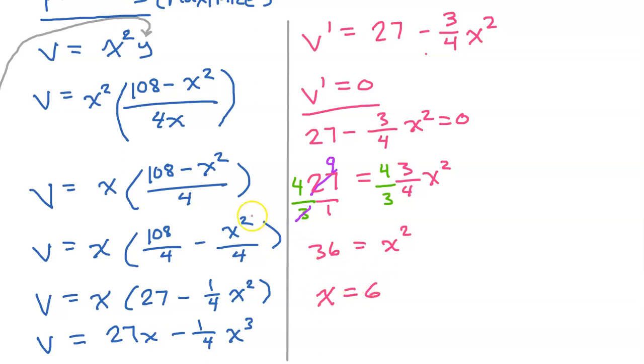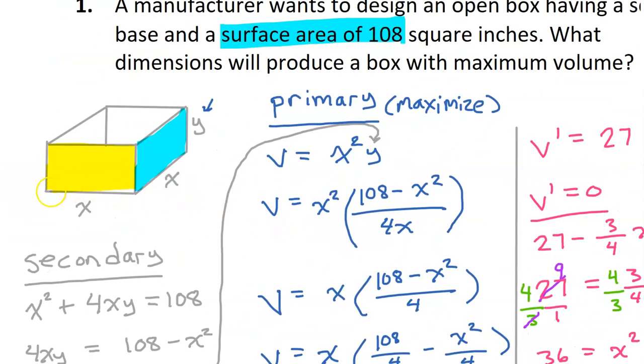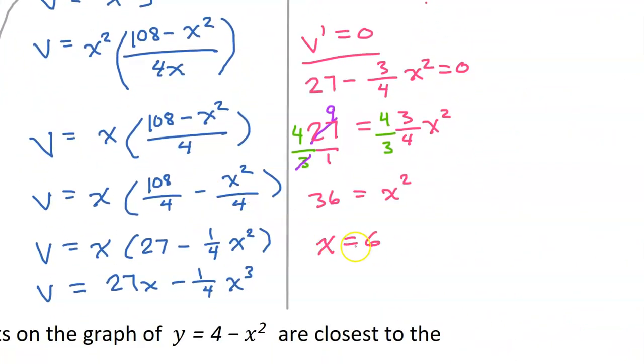I don't need to say plus or minus 6 because we're talking about the length, the physical length of a box, and it can't be negative. So x equals 6. So we have the value of x. Maybe I should put a box around this or something. This is not the final answer, but that's part of the final answer.